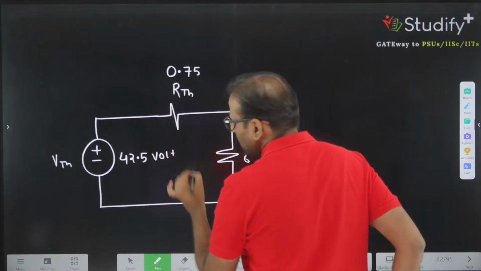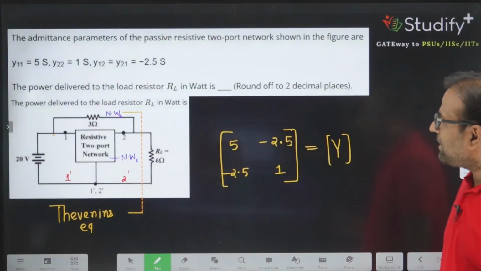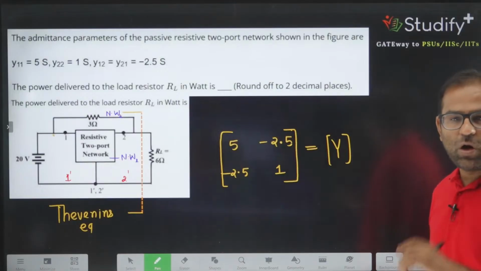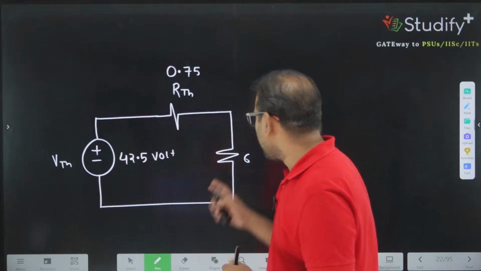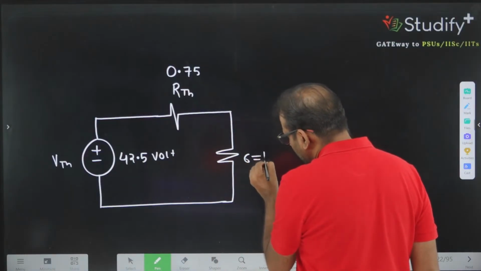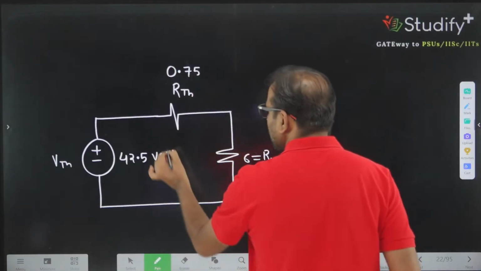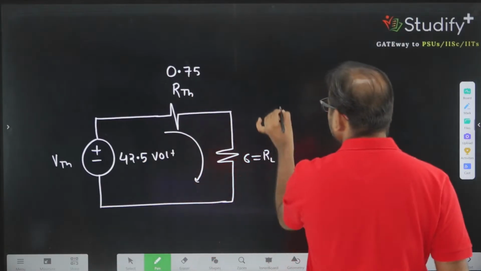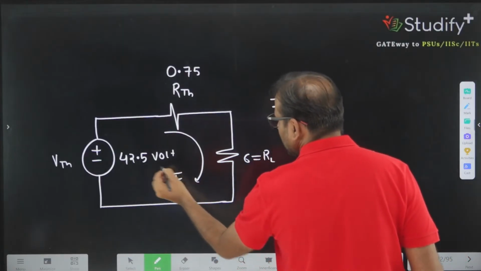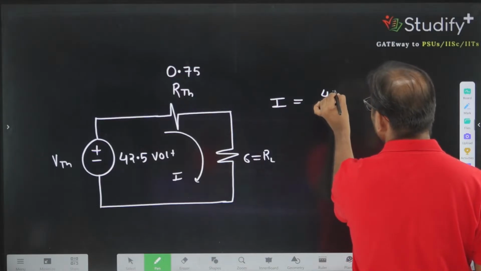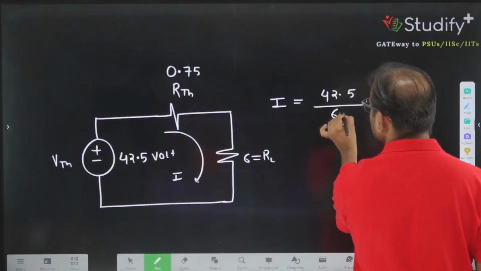Now we want to know the power dissipation across what? The question is, what is the power delivered to RL? They are not talking about the maximum power transfer. They are just asking, if they are connecting a 6 ohm load, then what is the power delivered to the 6 ohm load? So what is the current in the circuit? If this current is I, it is the applied potential, 42.5 volt, divided by 6 plus 0.75.